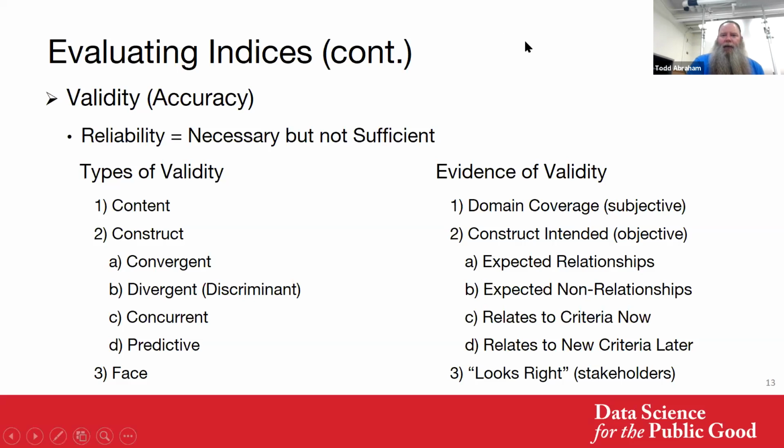Questions about index construction, scale construction, methodologies to do those sorts of things?